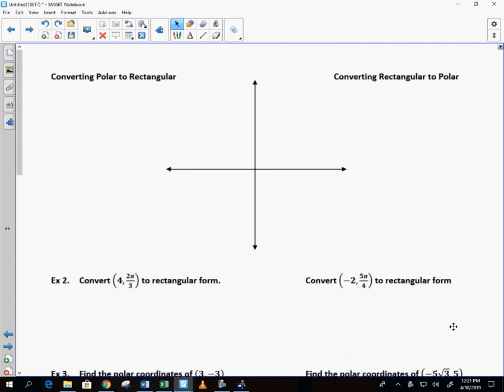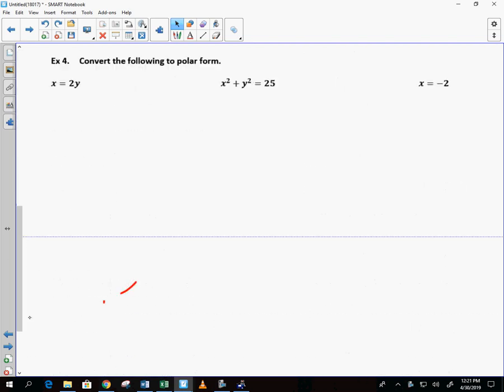Oh my goodness, here we are. Convert the following to polar form. We pick up from yesterday. Sorry for those of you who are lost, who don't know what's going on right now because you missed yesterday. We feel bad for you.